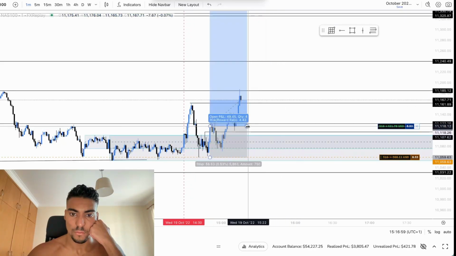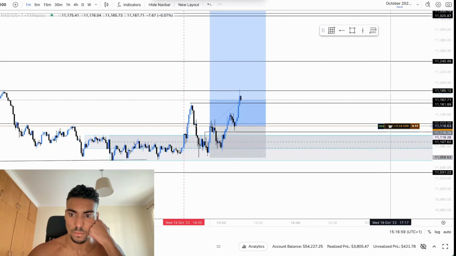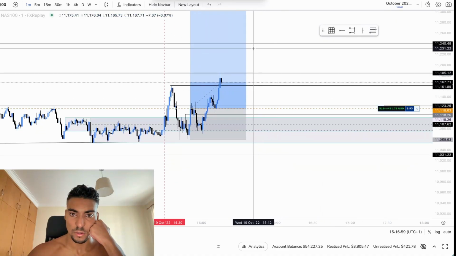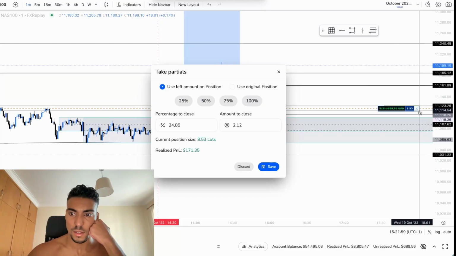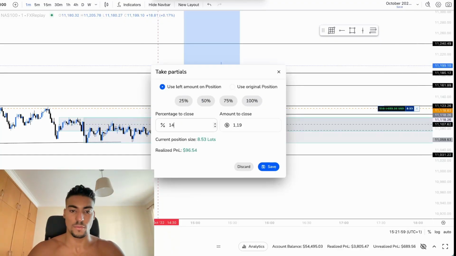Oh, okay. I forgot to take partials, but I'll put it to break even. I should have taken partials right here. I forgot. It's okay. If you forgot to stop at break even, it's okay. Nice. Let's take some partials. I'm honestly going to close like 15% of the position.